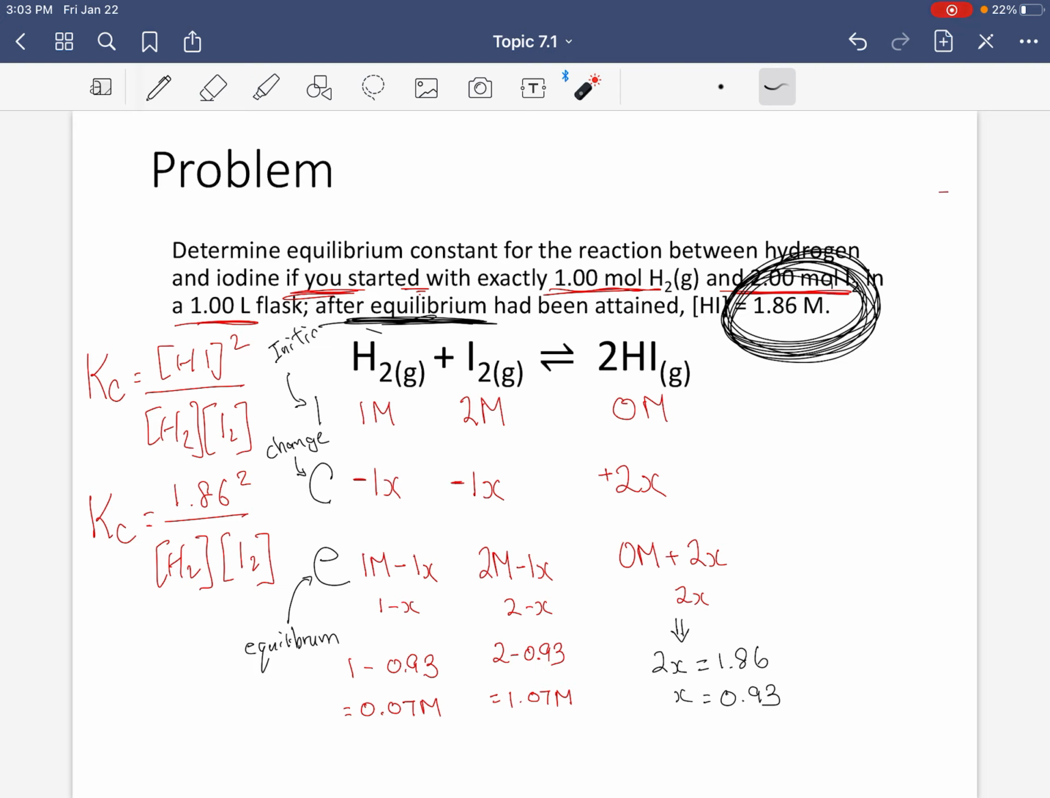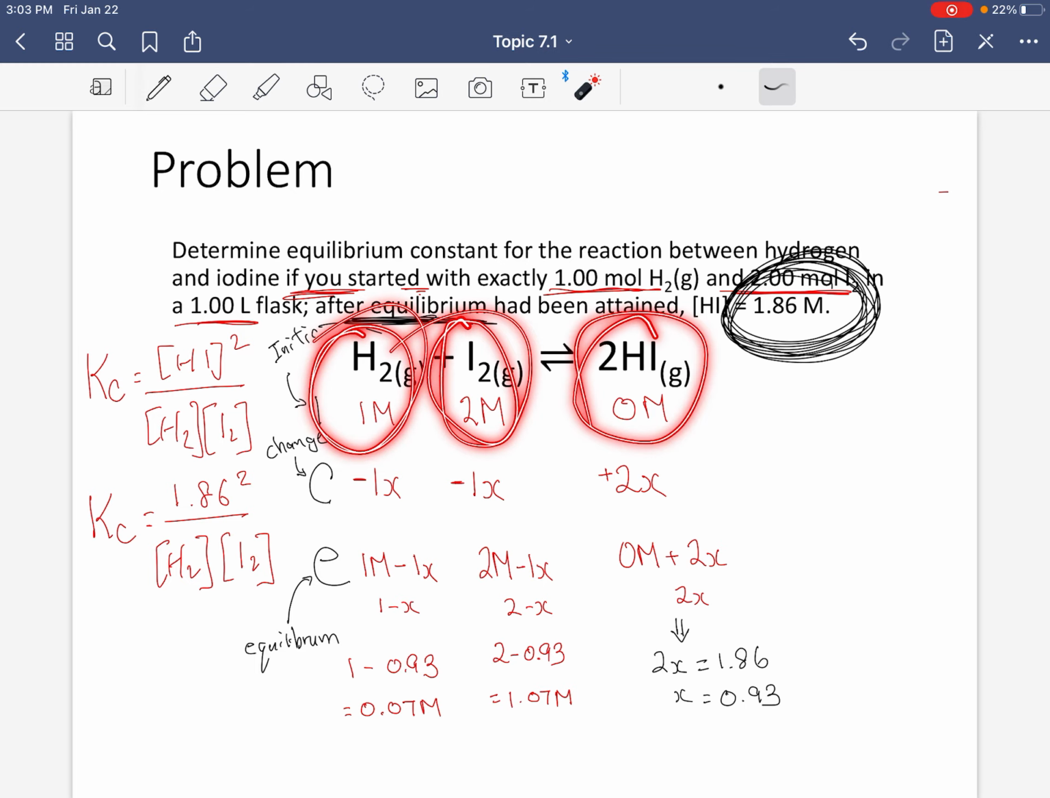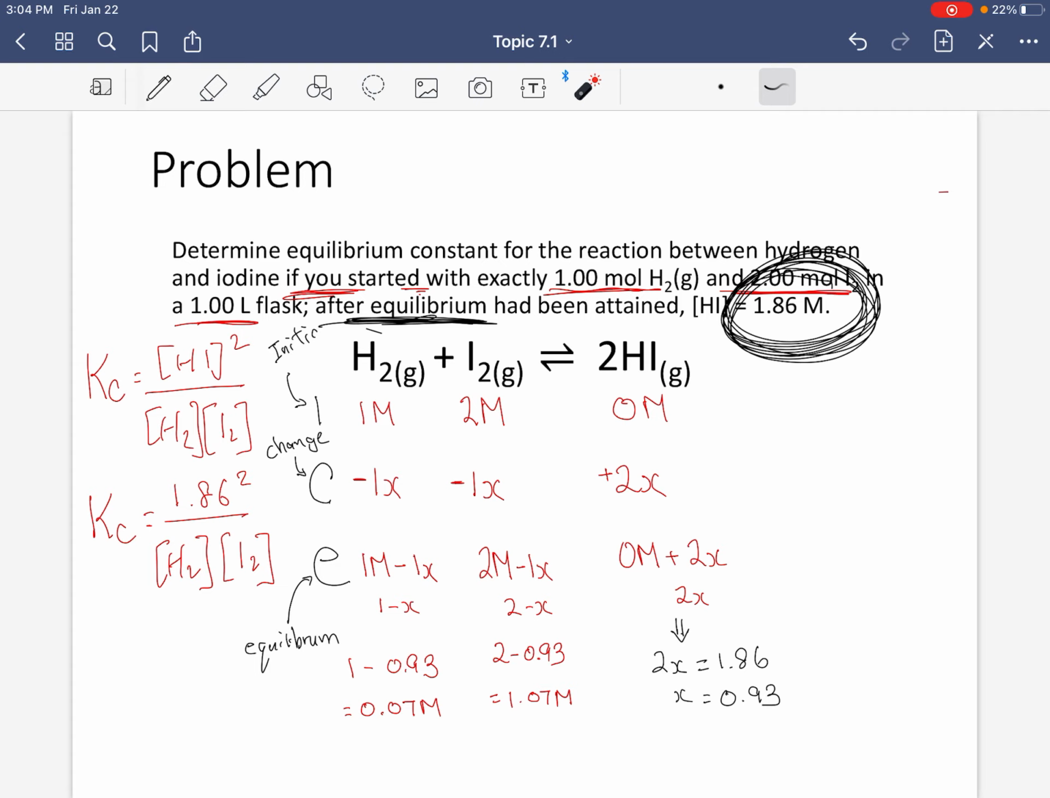This reaction started like this, where you're not at equilibrium, that's for sure. You had nothing here, so the reaction didn't even proceed yet. Once it starts proceeding, you're going to get less and less of this, less and less of this, and more and more of these. How much less? 1x less. How much less? 1x less. How much more? 2x more.